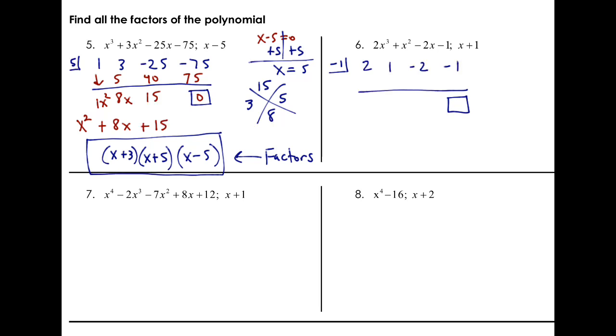And so essentially what we're doing here is checking if this x plus 1 is a factor. And so let's do our math. First one automatically drops down. Multiply. It's a negative 1.